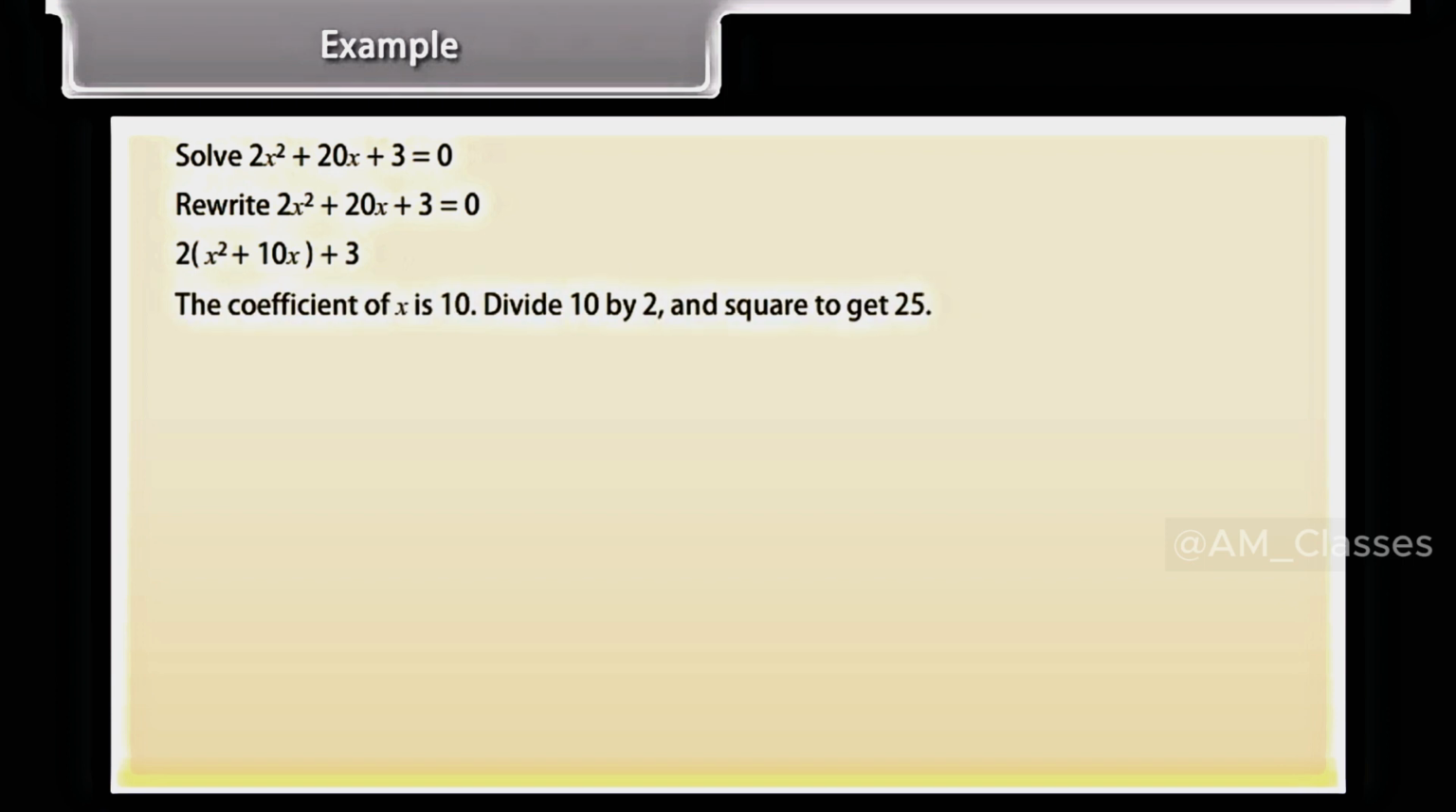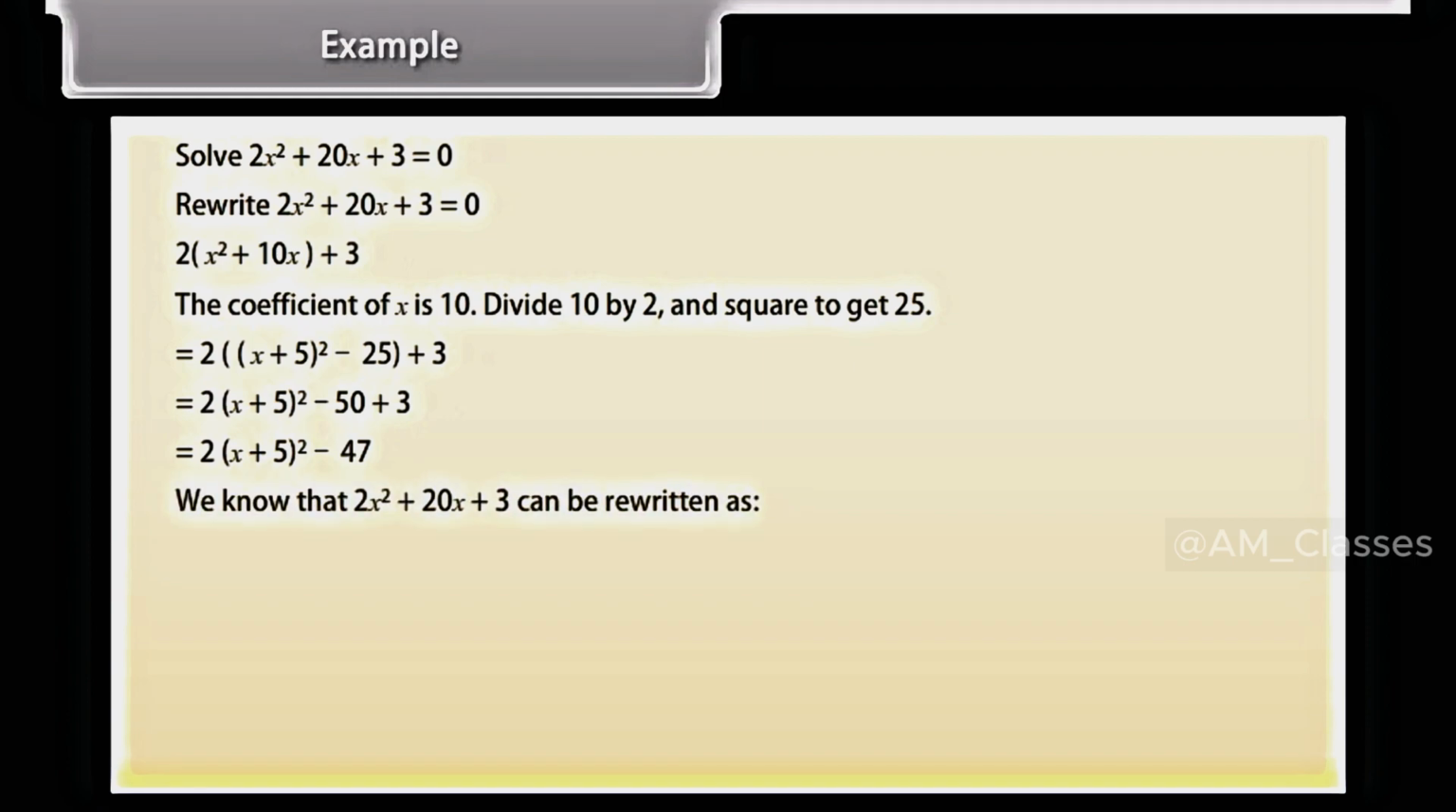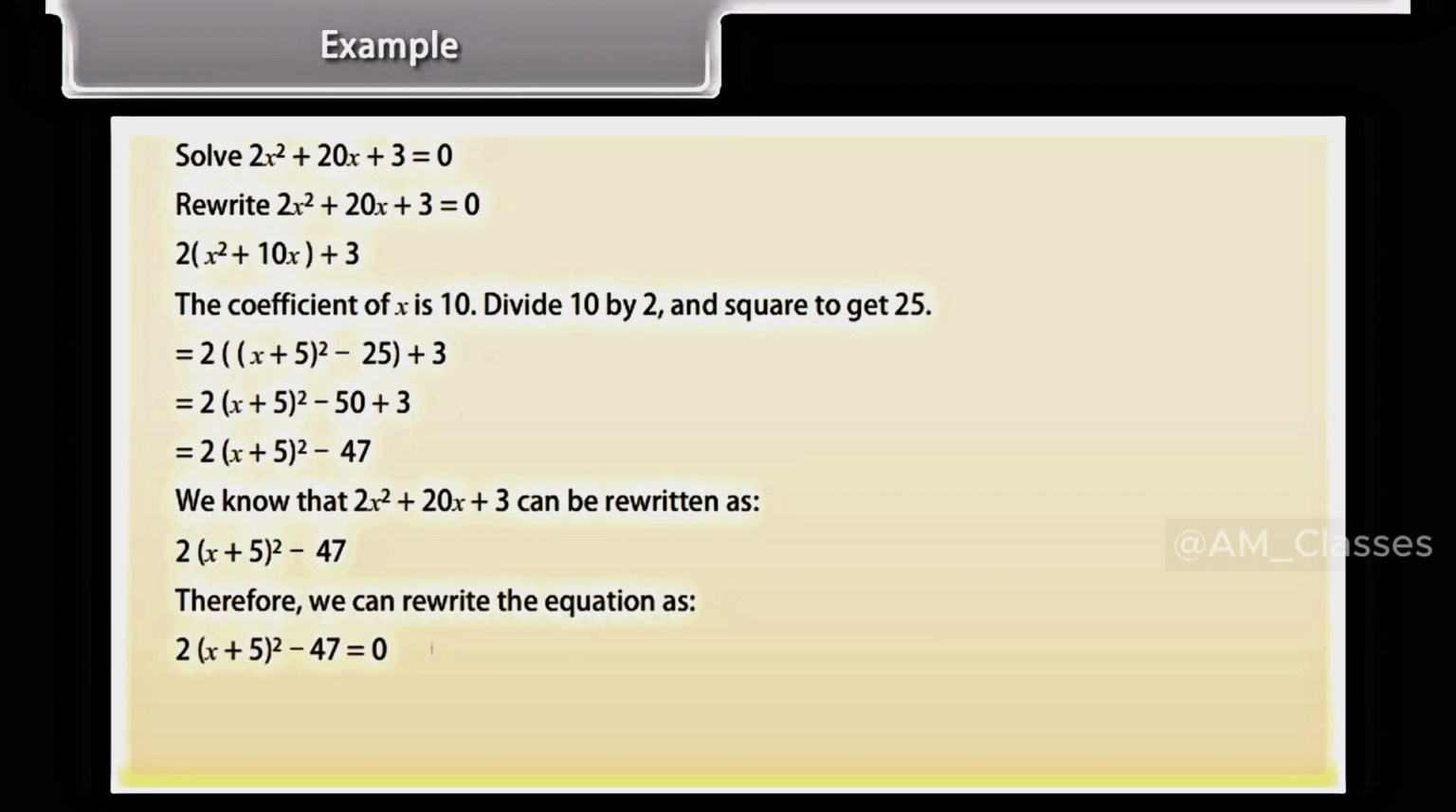Divide 10 by 2 and square to get 25. So we have 2[(x + 5)² − 25] + 3 = 2(x + 5)² − 50 + 3 = 2(x + 5)² − 47. We know that 2x² + 20x + 3 can be written as 2(x + 5)² − 47. Therefore, we can rewrite the equation as 2(x + 5)² − 47 = 0.